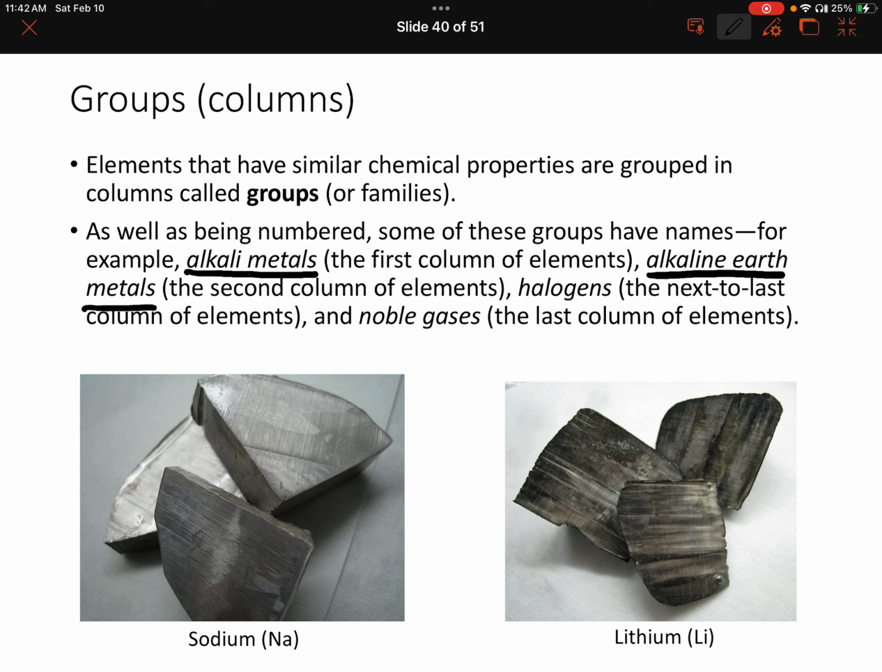The very last, or actually the second to last column, those are called the halogens. And then the very last column is referred to as the noble gases.